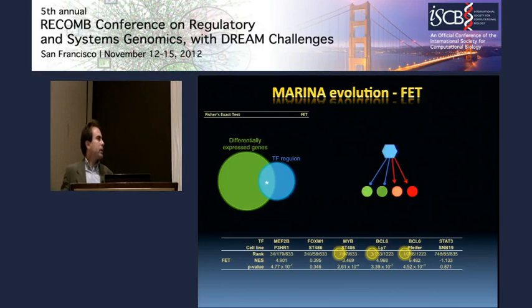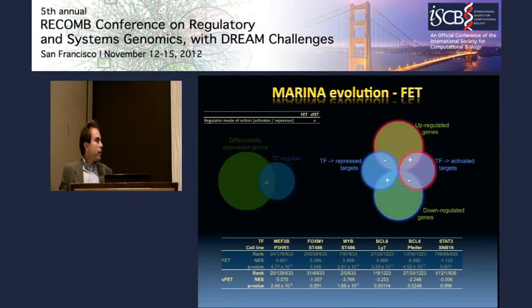So one problem with this method is that we are not taking into account the mode of action of the TF. I mean, we just check if the regulon is enriched in differentially expressed genes, but we are not testing if the genes that should be activated or repressed are enriched in the opposite side.